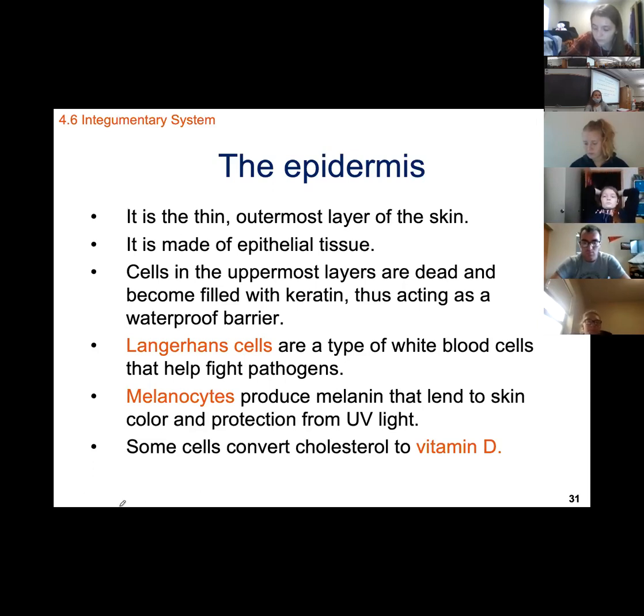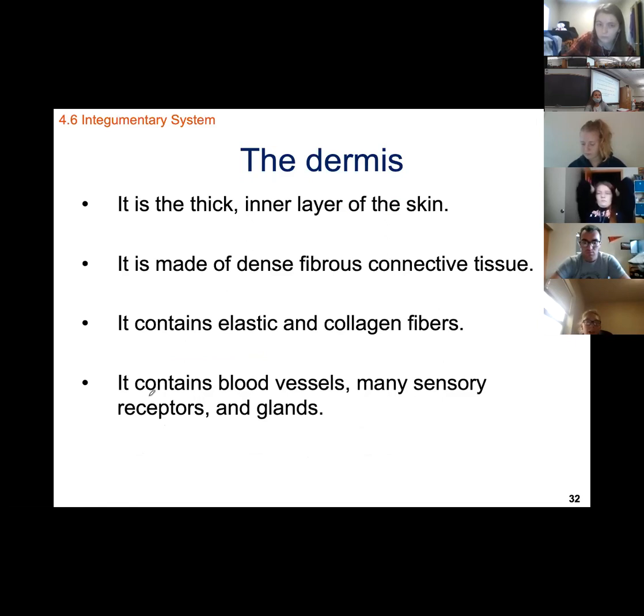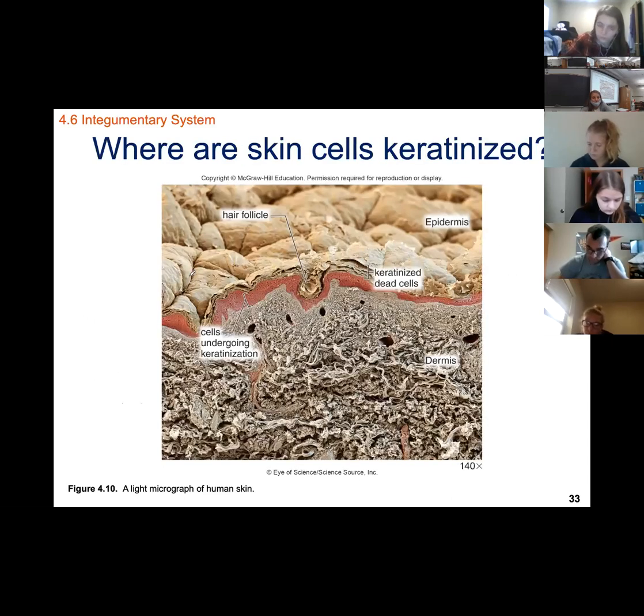The dermis is what is next, if I can get that clicked. It's that thick inner layer of the skin. There's a really good picture on the next slide. It is made of dense fibrous connective tissue. Okay, remember we talked about fibrous connective tissue? There can either be loose or dense. This is dense. It contains elastic and collagen fibers, and it contains blood vessels and many sensory receptors and glands. You'll be able to see it a little bit better on the picture on the next slide.